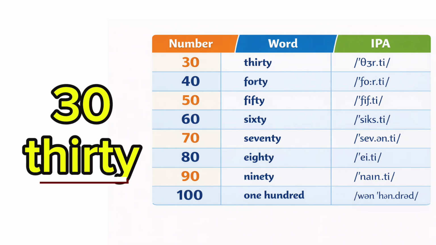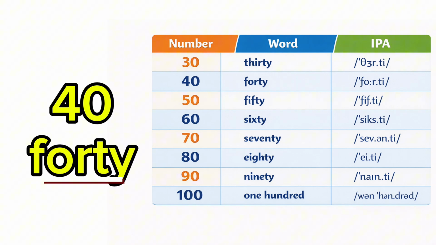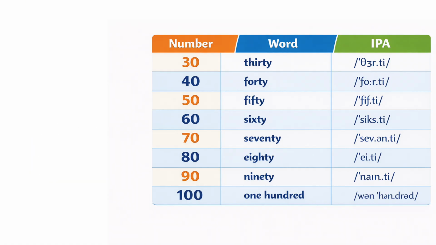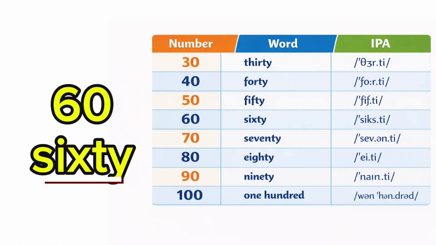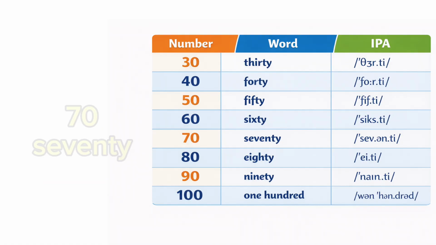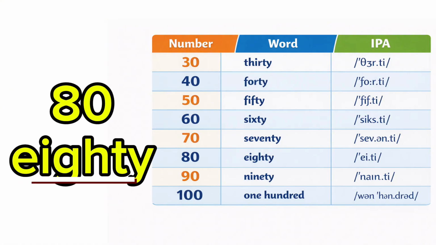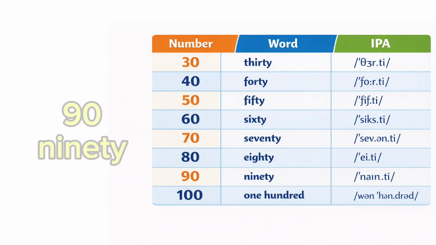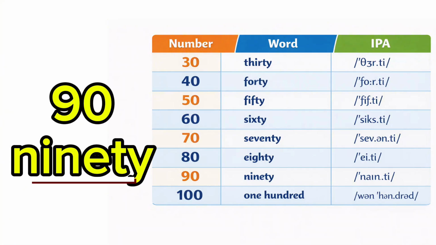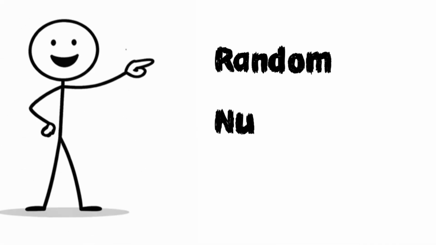Part 4. Tens from 30 to 100. 30, 40, 50, 60, 70, 80, 90, 100. Random numbers.